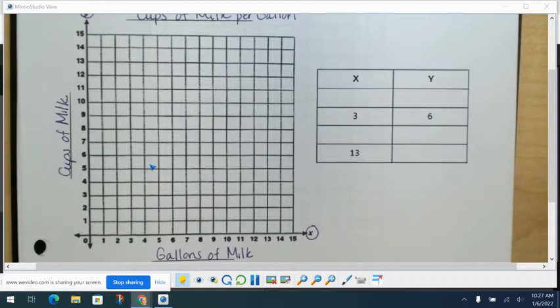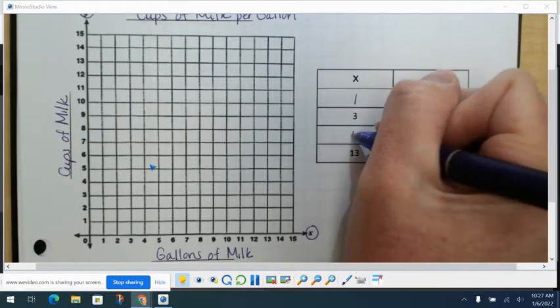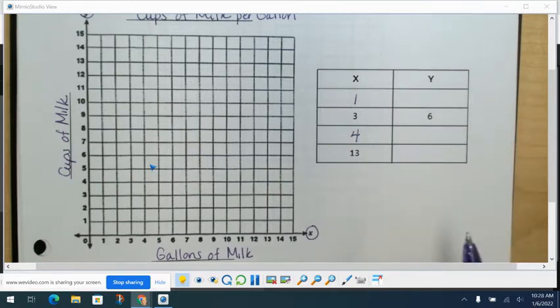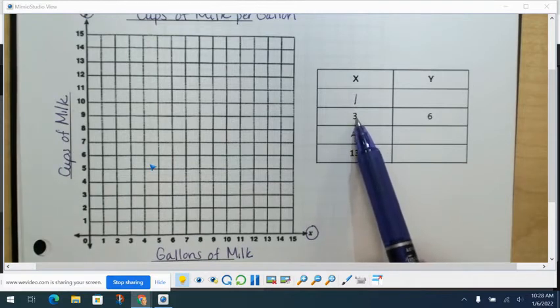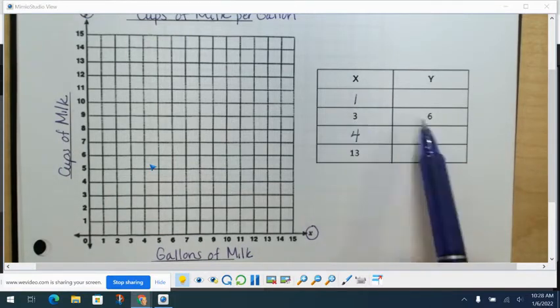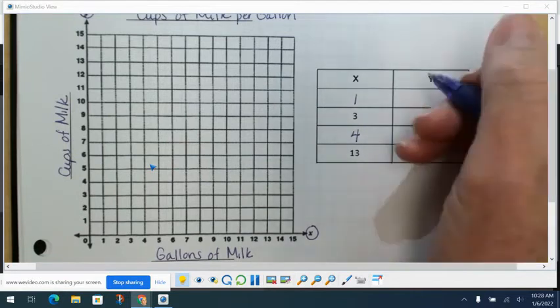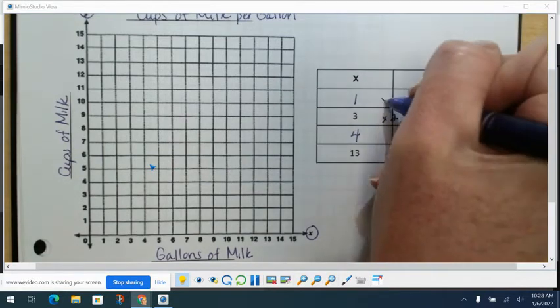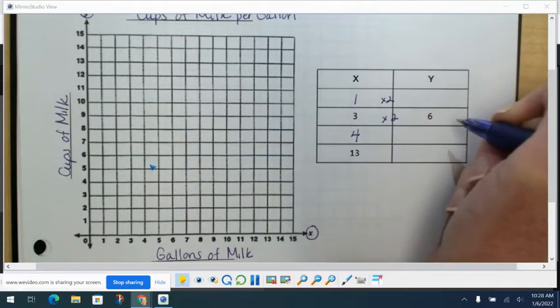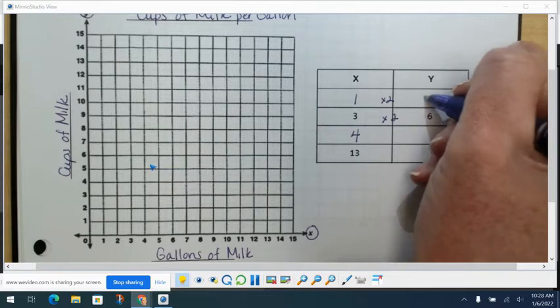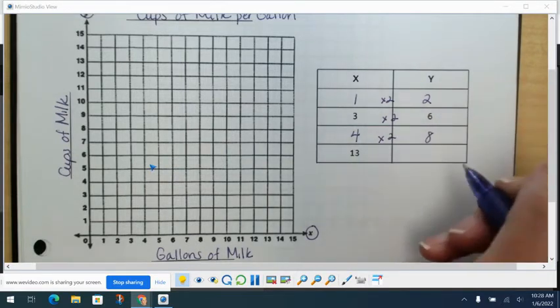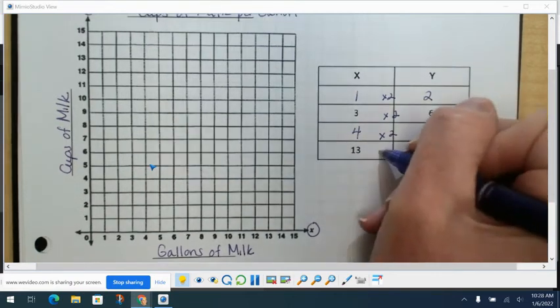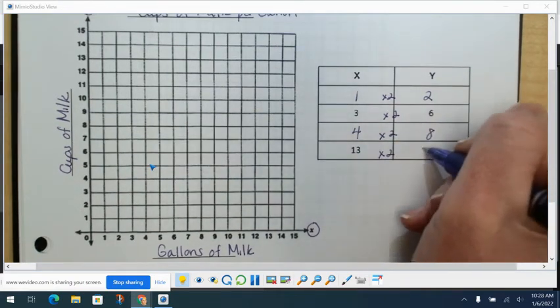Now I'm going to look at my ratio table. I'm going to fill in a couple here for us. I'm going to look at the relationship of the ratio that I'm given in the table. What's happening to this 3 to get to y? I'm multiplying by 2. So I would do the same thing here: 1 times 2 is 2, 4 times 2 is 8, and 13 times 2, just for a larger number, would be 26.